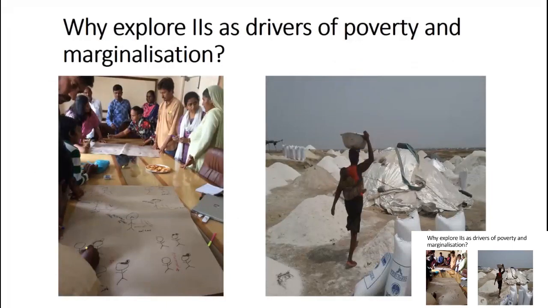So, why explore intersecting inequalities as drivers of poverty and marginalisation in this project? And why use intersectionality as a theoretical lens? In all honesty, intersectionality is a theoretical term that we felt, on some level, would appeal to the funder. But also because it came out of the previous work we'd done and what we'd observed in our previous research about the intersecting factors that are present amongst the most excluded communities.